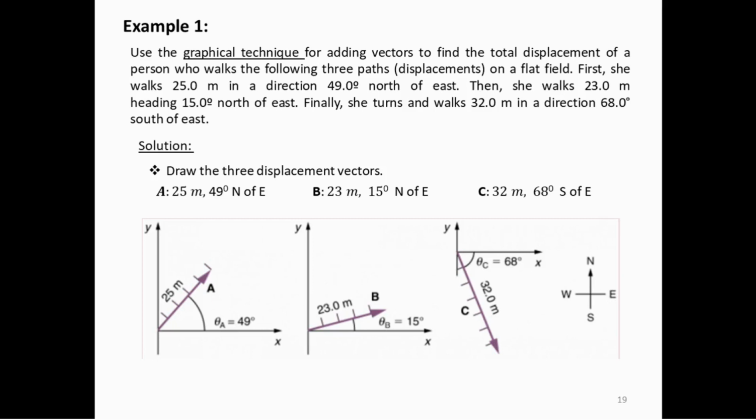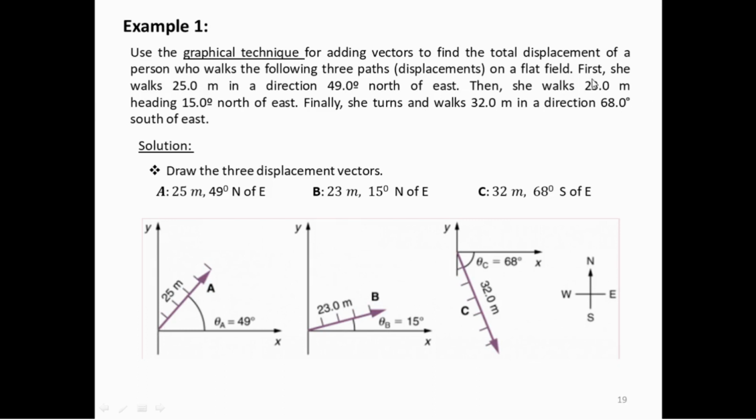Okay, so first, you draw the three displacement vectors. In our given, first we have 25 meters in the direction of 49 degrees north of east. That means that we go to the east and then we face the north, where we measure 49 degrees. In that direction, we should draw 25 meters, as you can see here. Maybe we can use 25 cm on our ruler to represent the 25 meters.